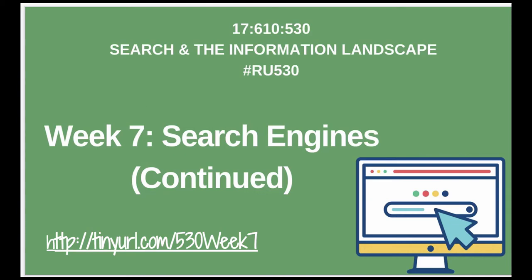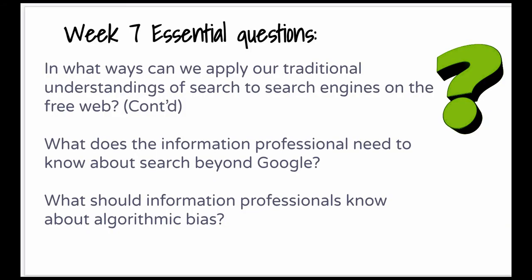This week, we continue our exploration of search engines and go a little bit beyond Google. We'll explore these essential questions. In what ways can we apply our traditional understandings of search, especially in databases, to search engines on the free web, a continuation of last week? What does the information professional need to know about search beyond Google? And we'll explore what should information professionals know about algorithmic bias. And for that, I'm going to refer to some experts via video.